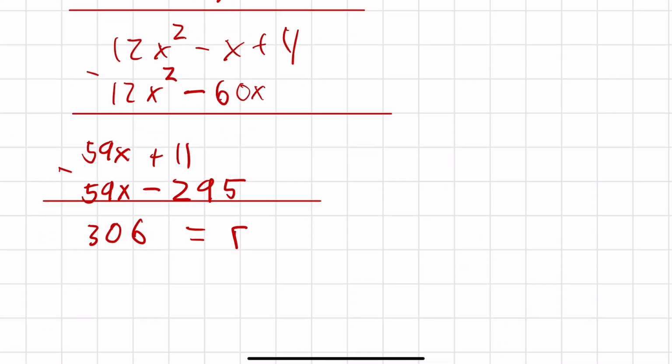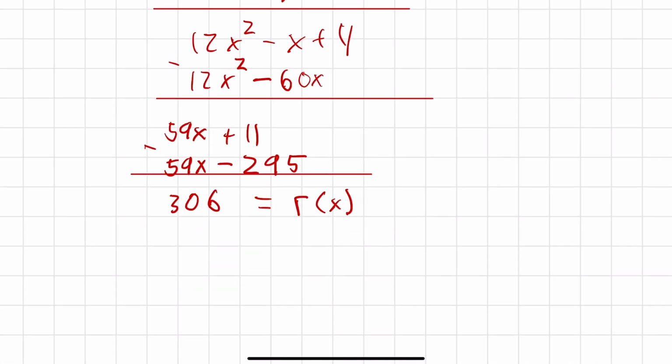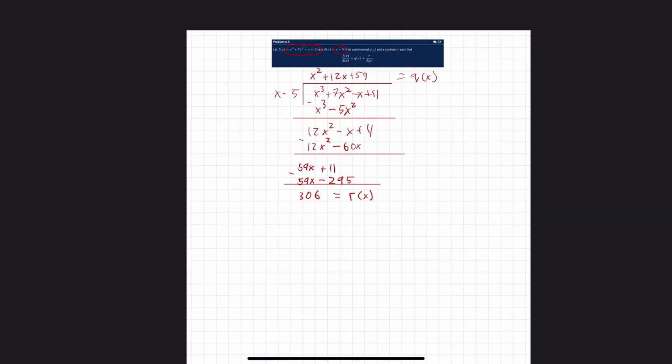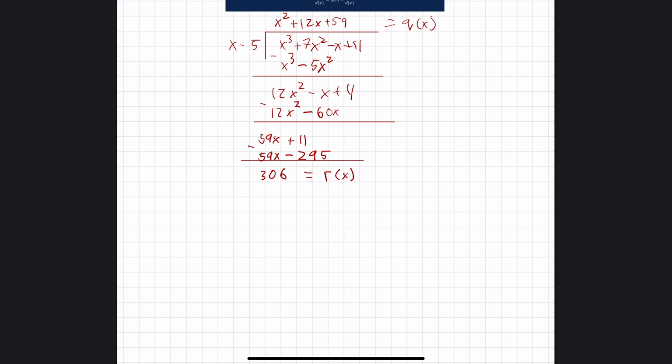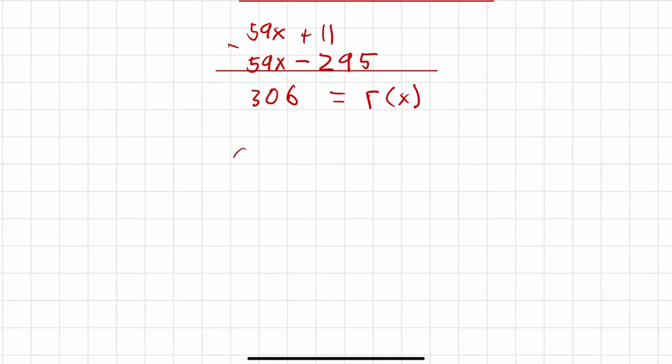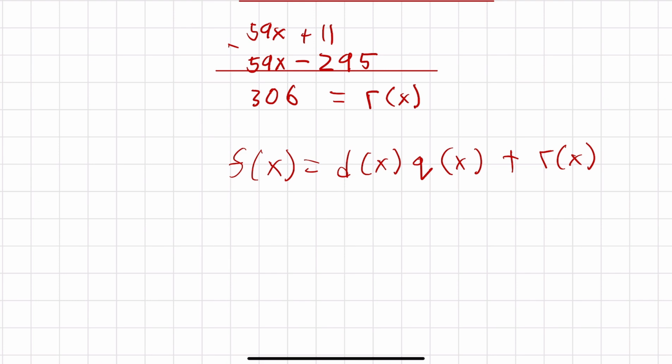You may know the remainder as r or r(x), but it doesn't matter, because r(x) is our remainder and 306 is also our remainder. So to put this in a form, we have f(x) equals d(x), which is our divisor, times q(x), which is our quotient, plus r(x), which is our remainder.